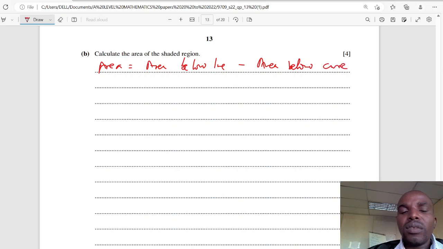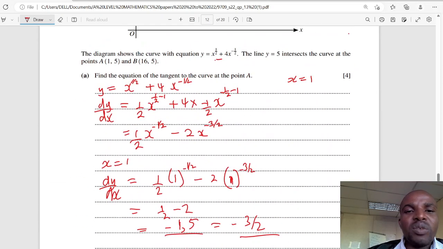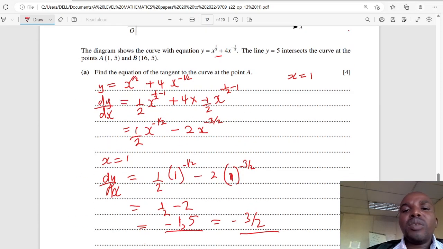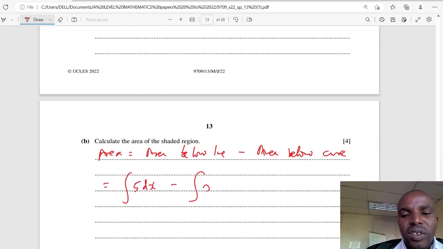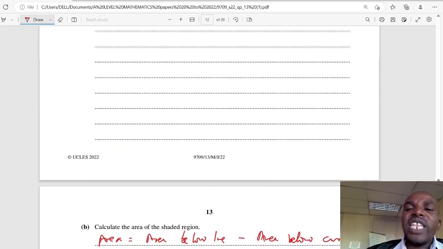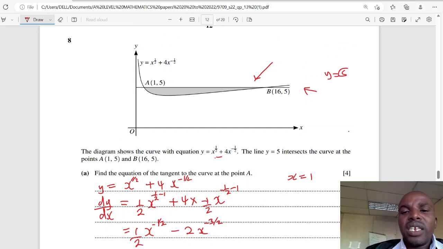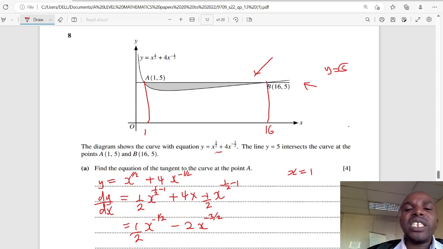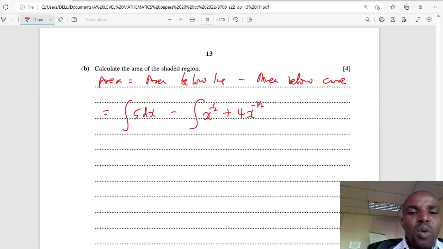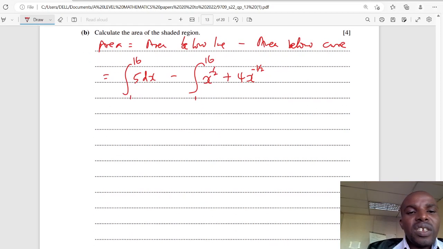So area below line, you integrate, and y is equal to 5, so it will be 5 dx. Minus area below curve. Below curve, you take the equation of the curve. What is the equation of the curve? It is x to the power half plus 4x to the power minus half. Then the limits: x here from this point to this point is x = 1 and x = 16. So it's 1 and 16. These are the limits. Then you can just simplify this part.